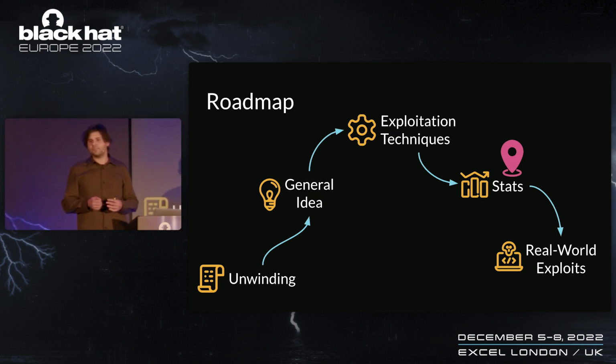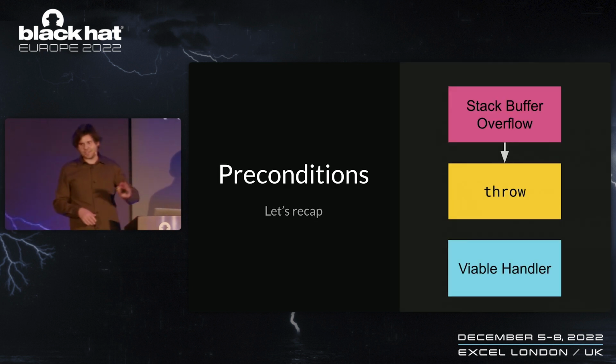So let's talk a little bit about some statistics on popular binaries. First of all, let's recap the technique. We need a stack buffer overflow to overflow a return address. We need a throw to trigger the unwinder, and then we need a viable handler.